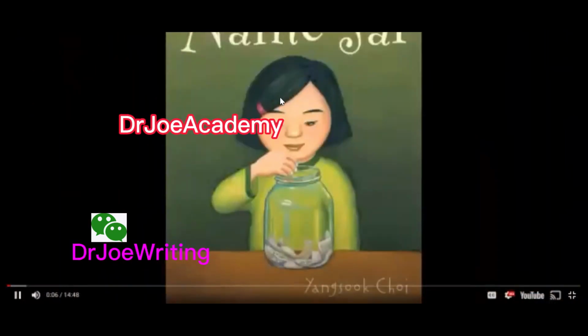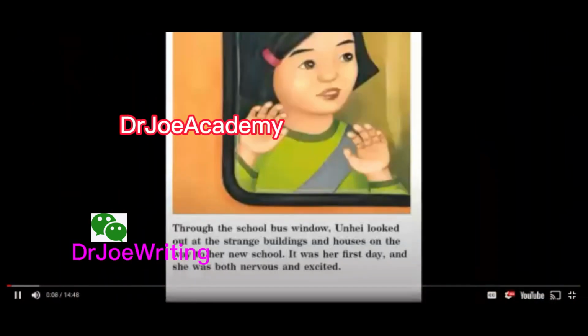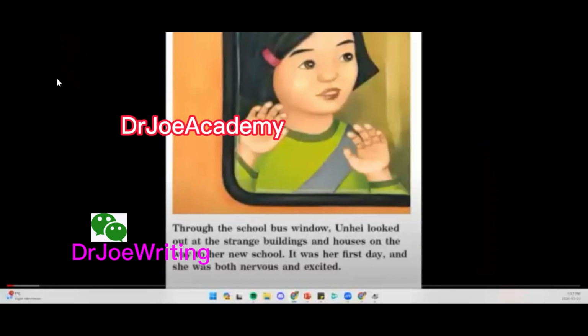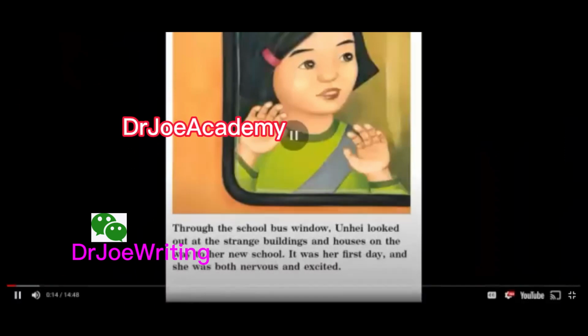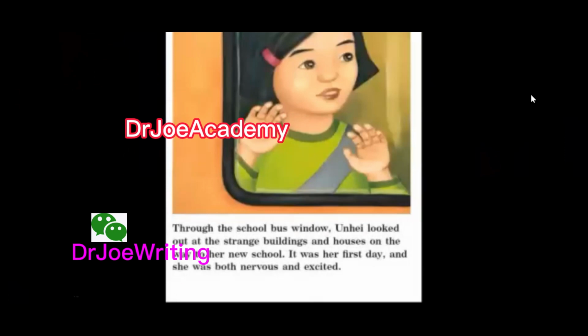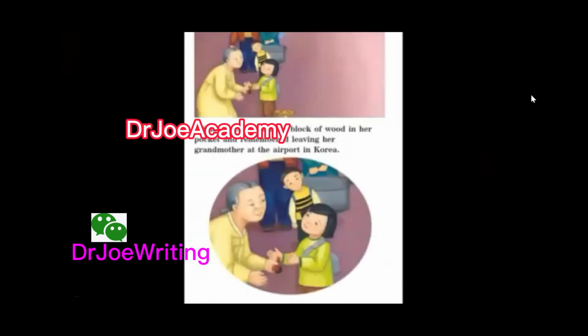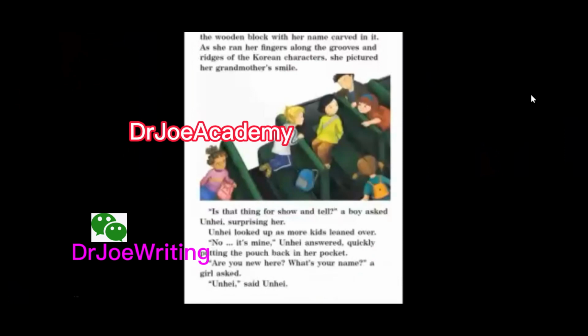The Name Jar by Young Suk Choi. Through the school bus window, Eunhae looked out at the strange buildings and houses on her way to her new school. It was her first day, and she was both nervous and excited. She fingered the little block of wood in her pocket and remembered leaving her grandmother at the airport in Korea.